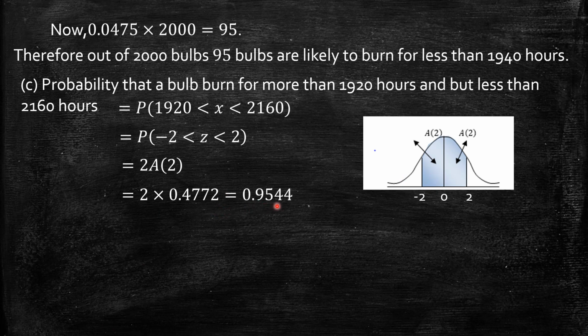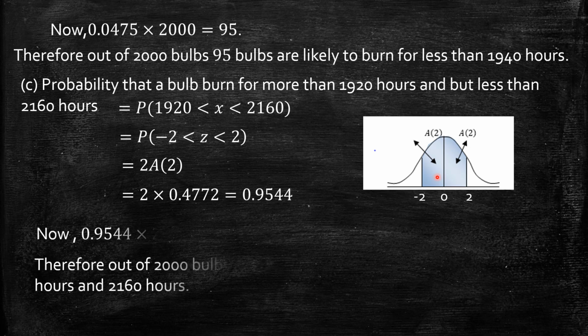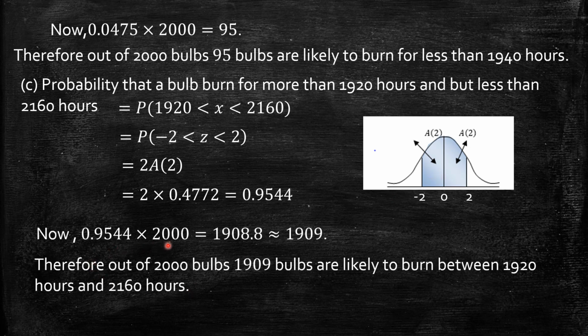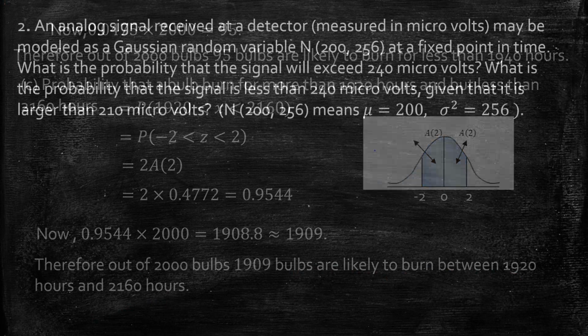If I use a calculator, we know that 0 to 2 is nothing but Q of 2, and minus 2 to 0, that is Q of minus 2, but Q of minus 2 is also Q of 2. If you want, you can write it as 2 times Q of 2, which gives the same answer. Now I want the number of bulbs out of 2000, so multiply by 2000, we'll get 1908.8, which means the integer value is 1909. So a total of 1909 bulbs are likely to burn between 1920 hours and 2160 hours.